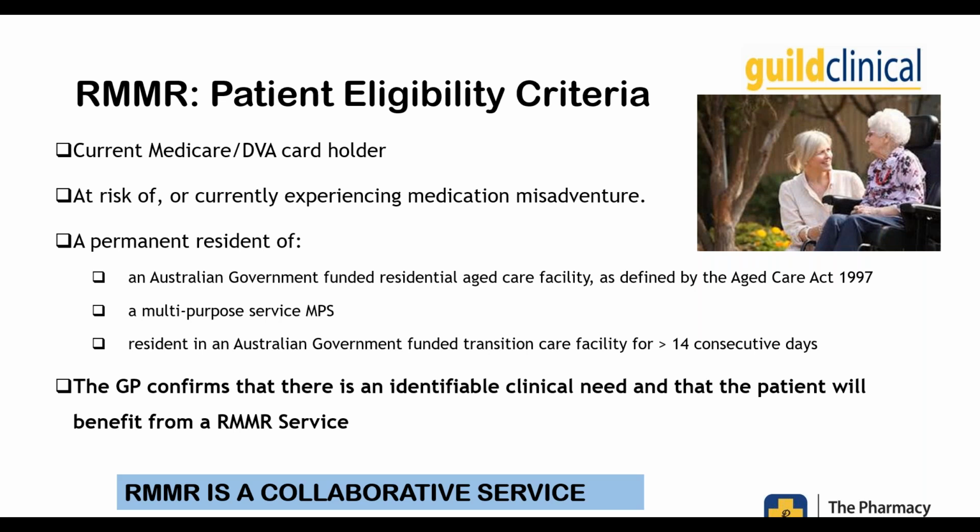as defined by the Aged Care Act in 1997, or be in a multi-purpose facility, which is often in a country area, or be a resident of an Australian government-funded transition care facility for more than 14 days. And their GP confirms there is an identifiable clinical need and the patient will benefit from an RMMR.